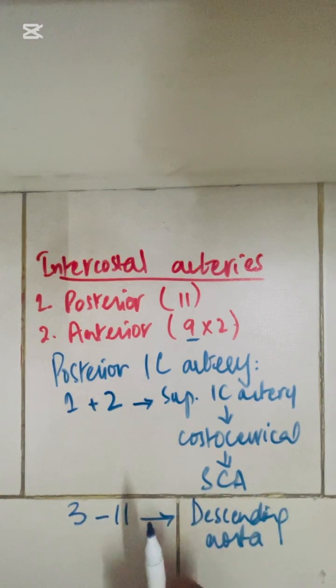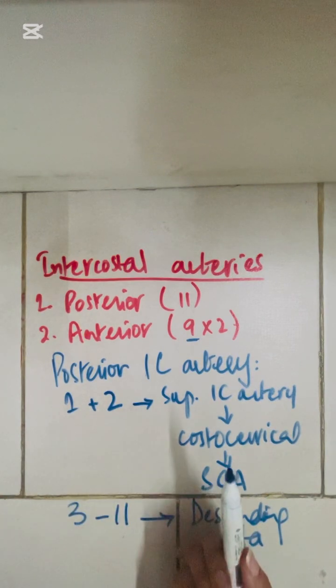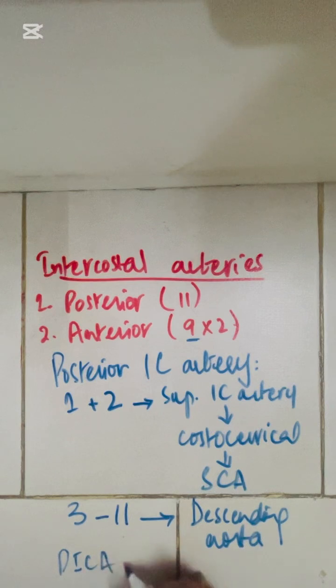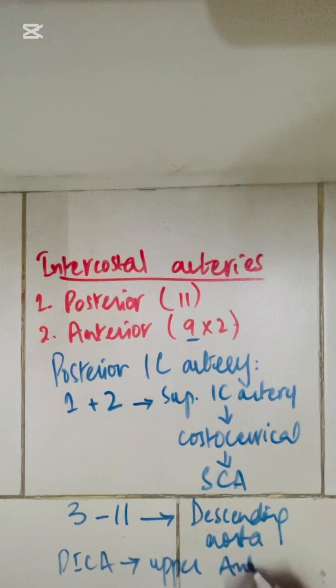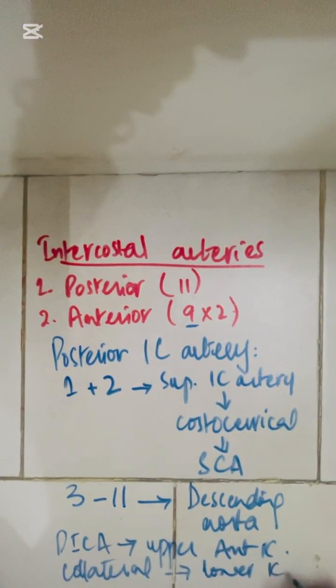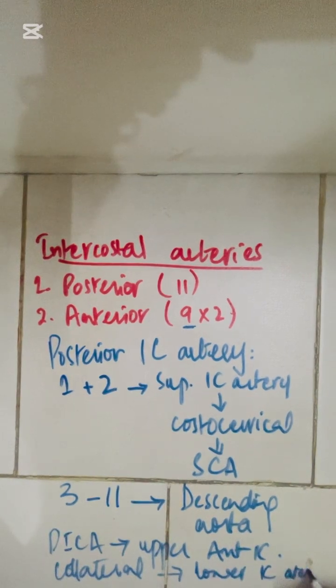They run in the posterior intercostal space, give off a branch which is called the collateral branch, and end in a way that the posterior intercostal artery directly anastomoses with the upper anterior intercostal artery, and the collateral branch of this posterior intercostal artery anastomoses with the lower anterior intercostal artery.